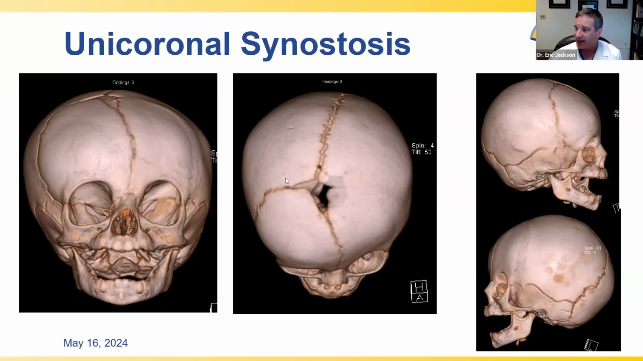And then you can see from above how the orbit is flattened and coming back more so on the side that's fused, which again, you can appreciate more if you look at the lateral view. On the normal side, the skull looks normal, whereas you can see on the fused side where the eye is back.